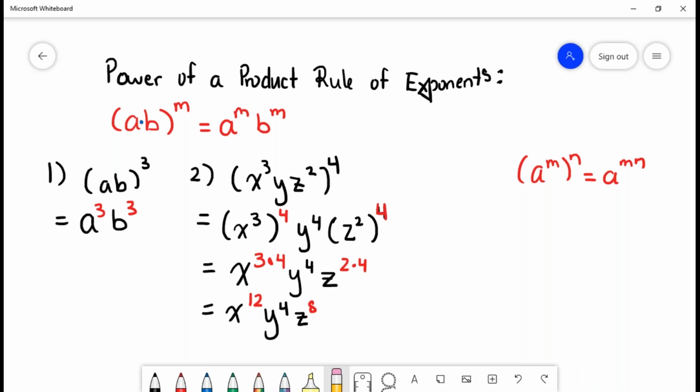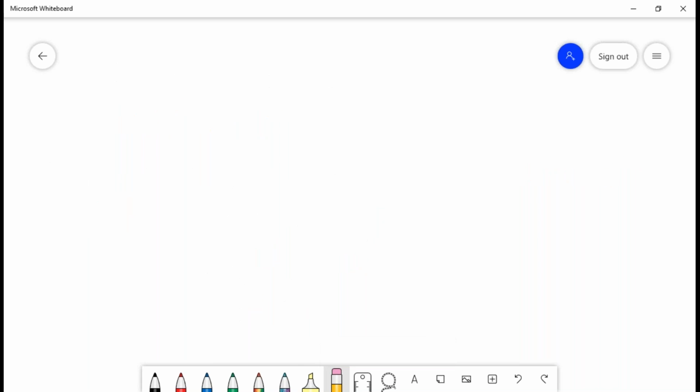So now let's move on to the final rule which we're going to learn, and that is called the power of a quotient rule of exponents. So writing that out: power of a quotient rule of exponents.